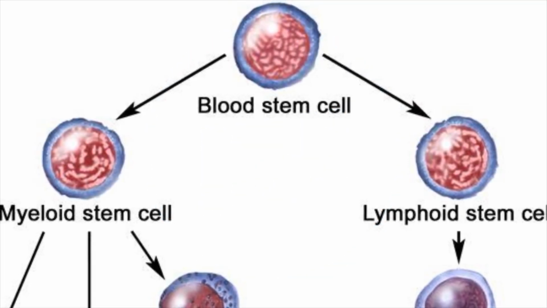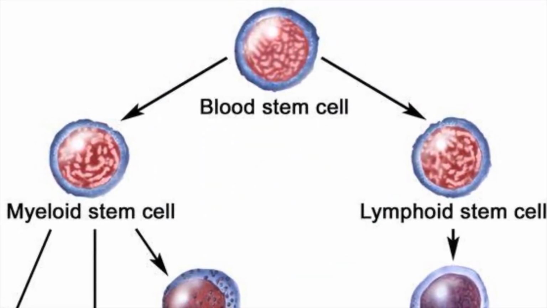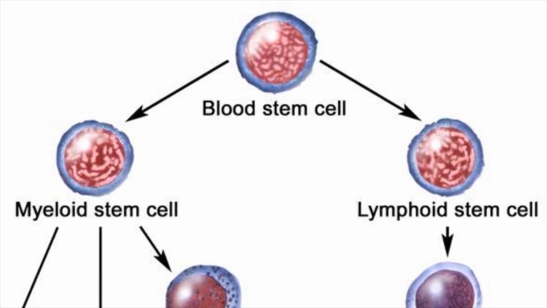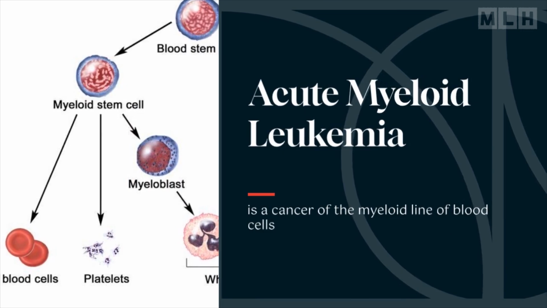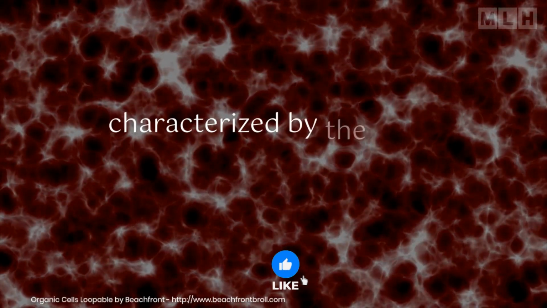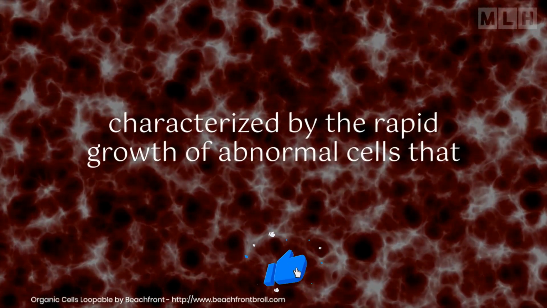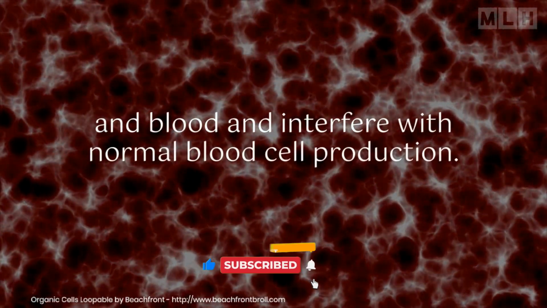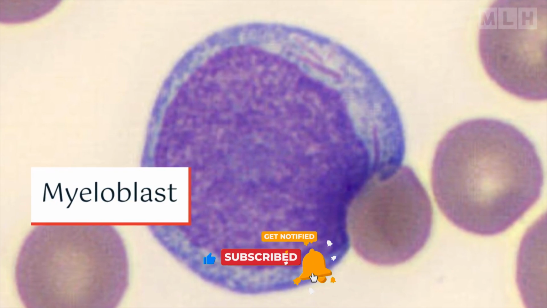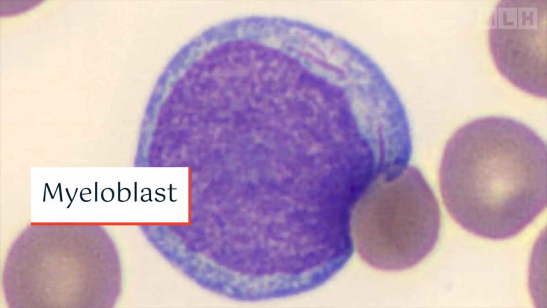Hematopoietic stem cells of bone marrow give rise to myeloid stem cells and lymphoid stem cells. Acute myeloid leukemia is a cancer of the myeloid line of blood cells, characterized by the rapid growth of abnormal cells that build up in the bone marrow and blood and interfere with normal blood cell production. The malignant cell in AML is the myeloblast.